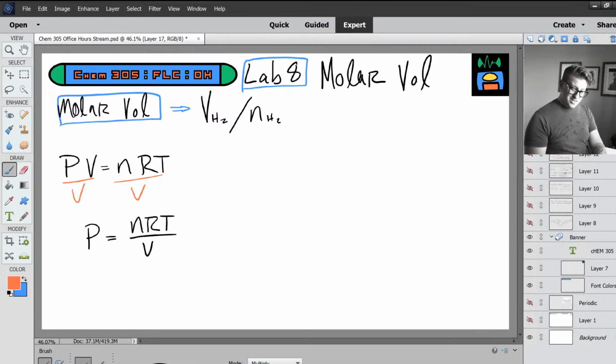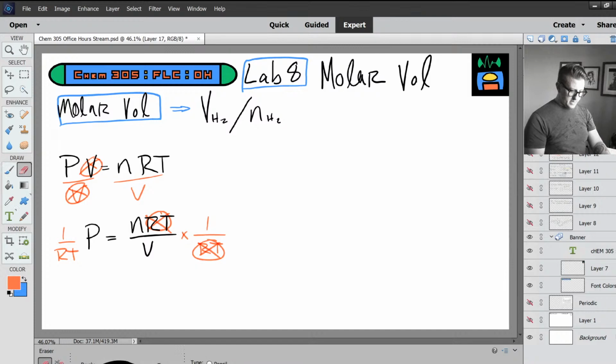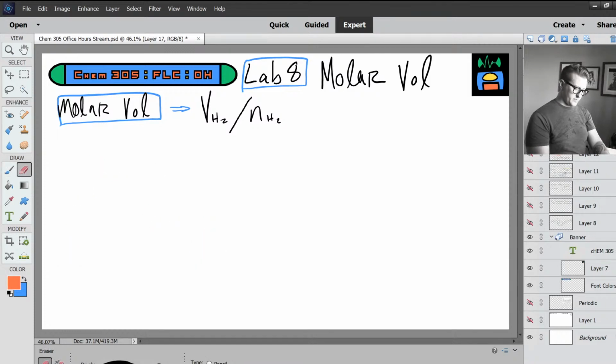But then, if you divide both sides by RT, or multiply both sides by 1 over RT, something interesting happens. So we know that volume and volume cancel here, but over here, RT cancels with RT. And you get, oh wait, hang on, I did my algebra wrong. Let me start over. I did the opposite of what I wanted to do.